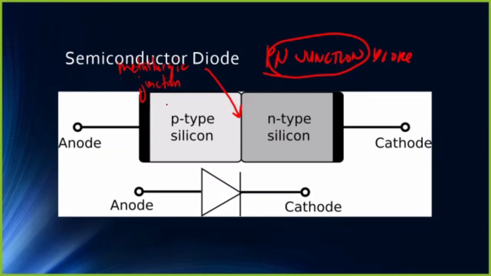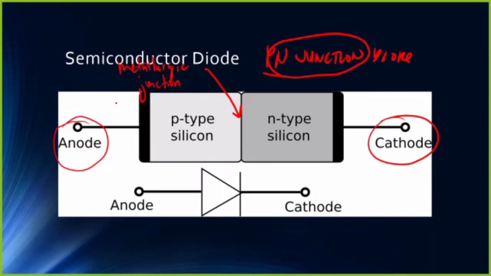Yung P-type, remember, ang majority carrier niyan ay holes, minority carrier ay electrons. Ang N-type, majority carrier are electrons, minority carrier are holes. Okay. Etong part ng P-type material, this is what we call the anode. Yung part ng N-type material, this is called the cathode. So meron tayong nilalabas dito, ang tawag dito yung mga bakal sa gilid.